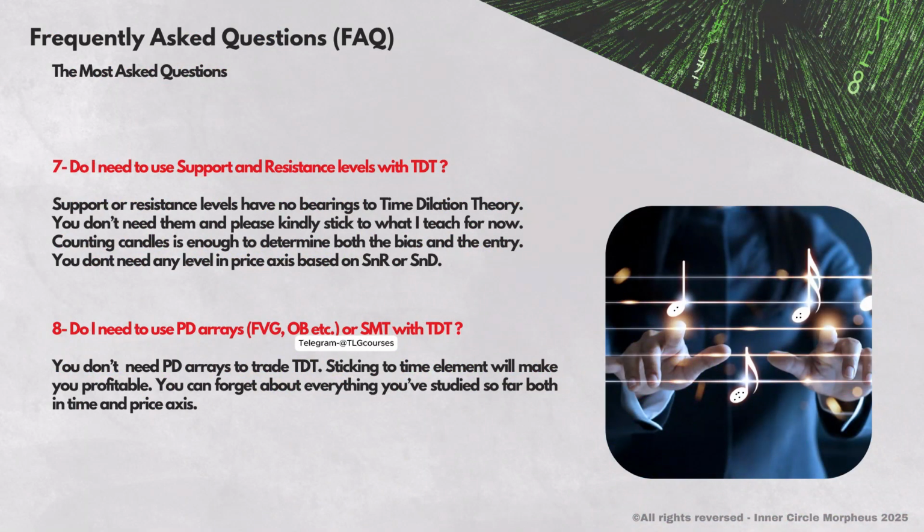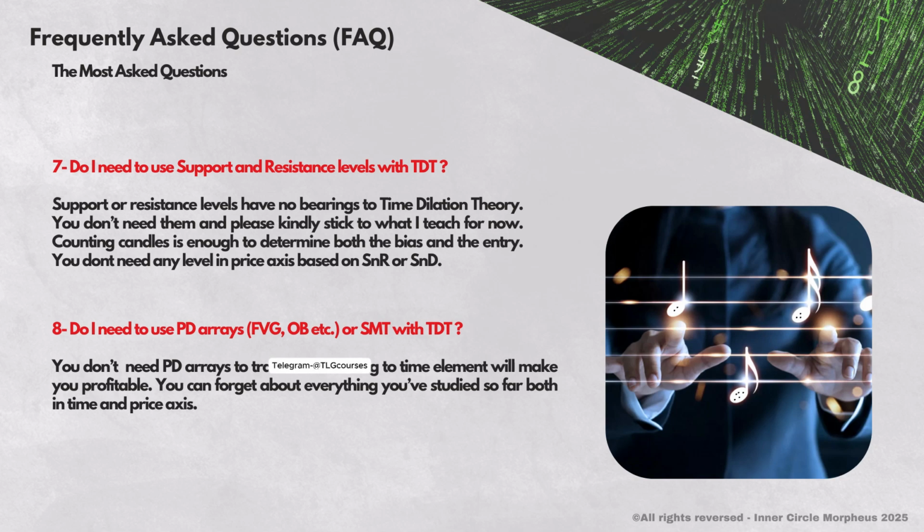Seventh question, do I need to use support and resistance levels with TDT? Support and resistance levels have no bearing on TDT. You don't need them, and please kindly stick to what I teach for now. Counting candles is enough to determine both the bias and the entry. You don't need any levels in price axis based on SNR or SND.